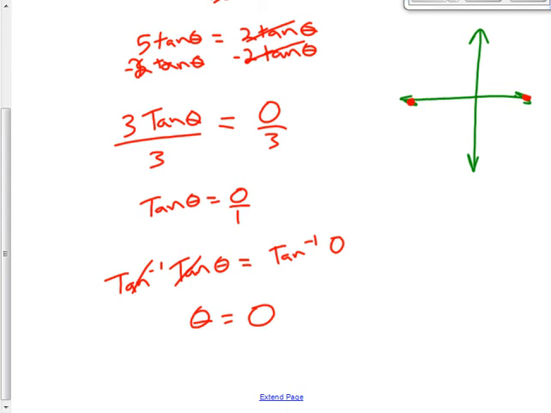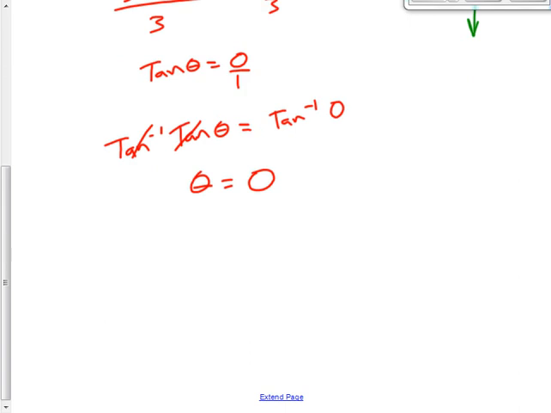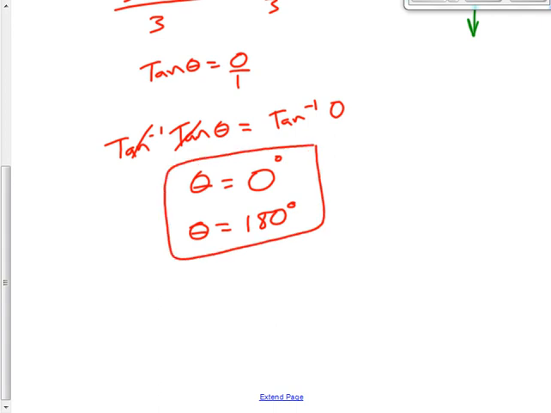Okay, but I also need to know that tangent is also 0 at 180, because I didn't go up and down at all. And if I divide by a -1, I still get an answer of 0. And so then this theta is also equal to 180 degrees. So I get 0 degrees and 180 degrees. That's an example of one that falls on the x-axis. I'm going to do one more here that goes along with a little bit of solving and makes another triangle too.